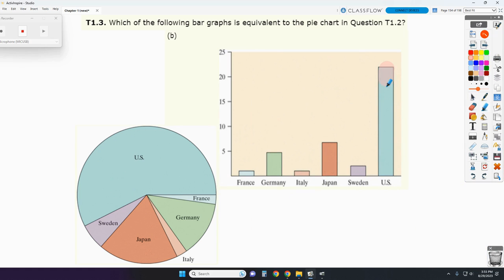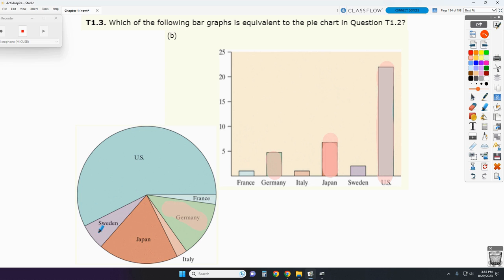Now, I notice here, U.S., whoa, commanding lead here. Definitely looking good. But then maybe I go look at the next slice. The next biggest slice is Japan. Is that true in the pie chart? Or not pie chart, bar graph. Yes, Japan is the second one. Then Germany, I'd say, is the third big slice, and that's true in my bar chart.